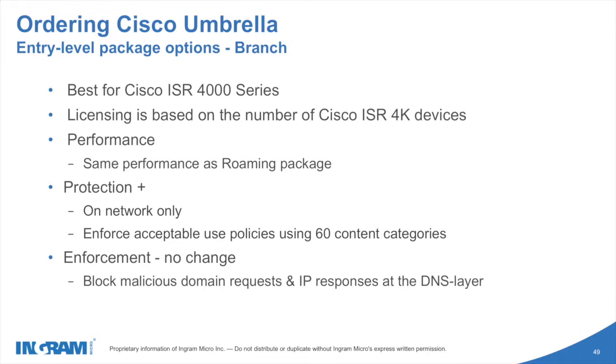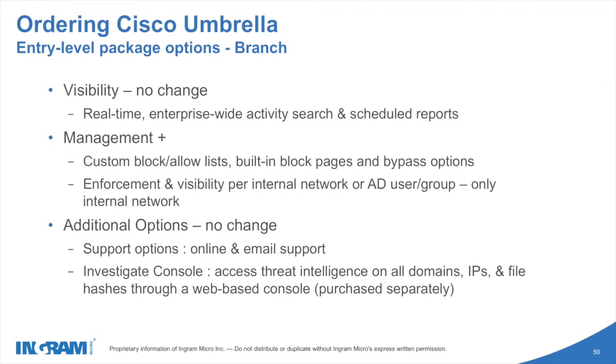For the enforcement, no change here. Block malicious domain requests and IP responses at the DNS layer. So this is what it does. Visibility is the same. We have real-time enterprise-wide activity search and scheduled reports. For management, we have something new for the branch package: enforcement and visibility per internal network or AD user group. So Active Directory user group, only the internal network. Additional options, no change. Support with online and email options, and the Investigate Console is purchased separately.